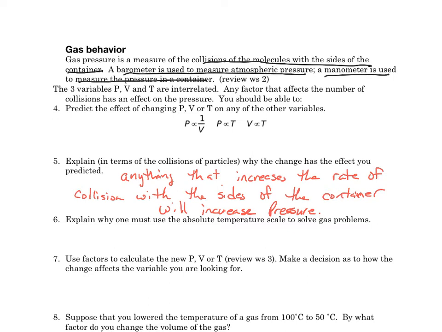Explain why one must use the absolute temperature scale to solve gas problems. Because 0 degrees Kelvin is no particle movement. All the other temperature scales, when you hit 0, whether it's Fahrenheit or Celsius, you still have particle movement on those scales. So the only one that is absolutely measuring temperature is the Kelvin scale.